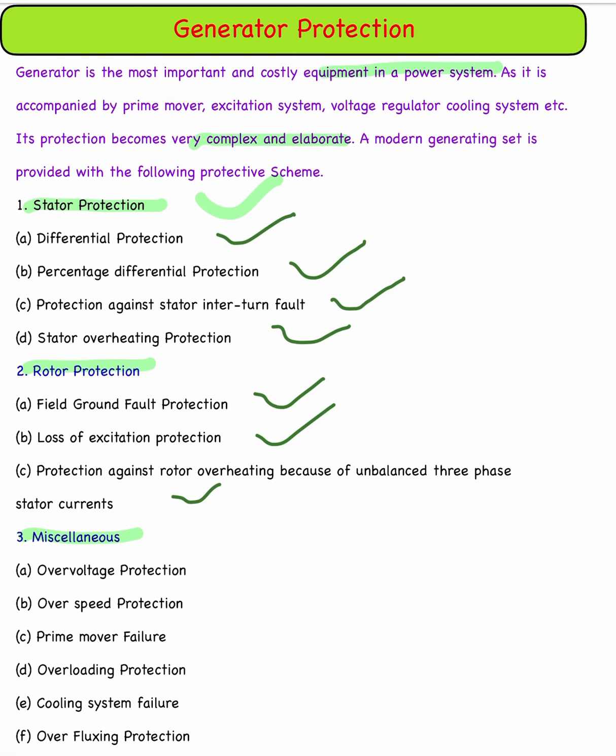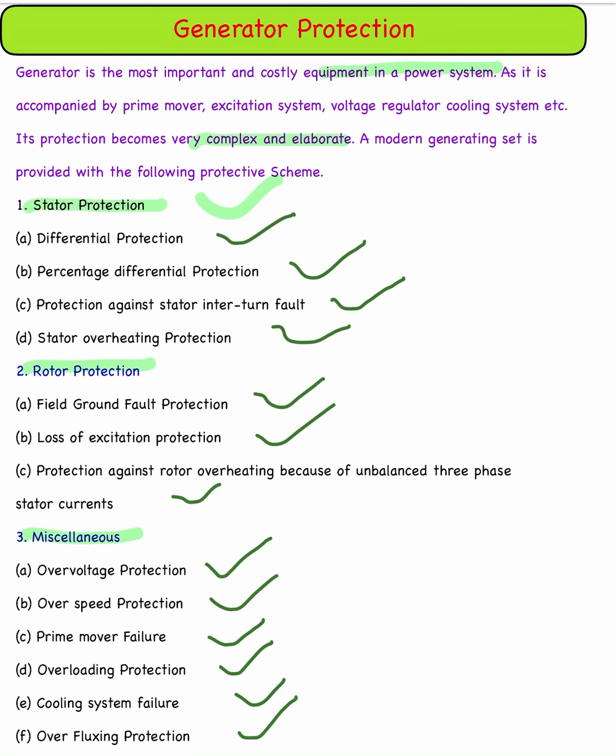And also there are miscellaneous types of protection for generators, because there are various abnormal conditions. The first is over voltage protection, because of over voltage protection is required for the generator, and the over speed protection. Next is the prime mover failure protection and the overloading protection. Next is the cooling system failure. If the cooling system fails, then we require protection for that part. Next is the over fluxing protection.